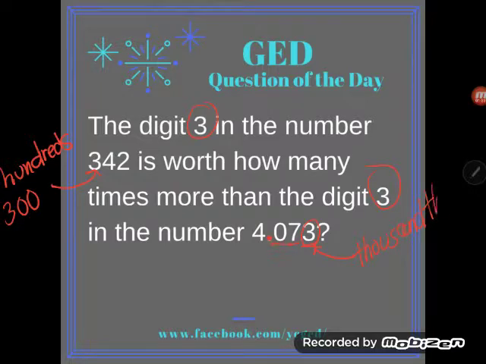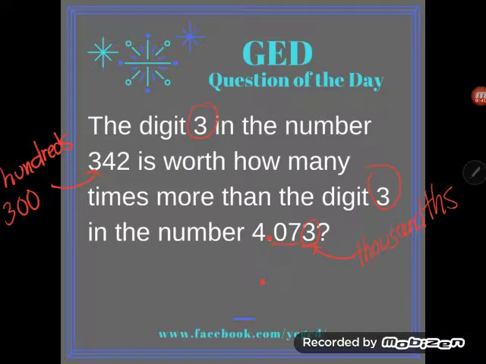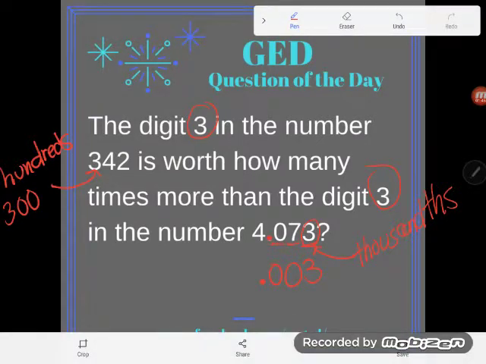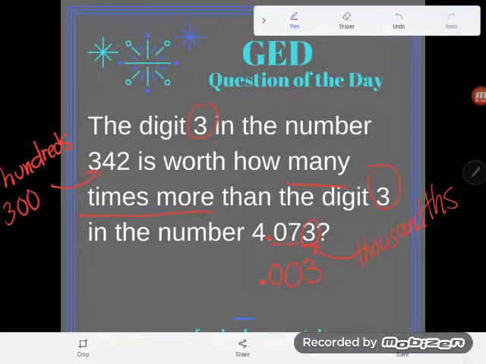Now, even though many of them were able to say thousandths place, they weren't able to tell me what that looked like numerically. So we'll just look at a 3 in the thousandths place. It looks like this. So there's 3 thousandths. So 300 compared to 3 thousandths. How many times more is 300 than 3 thousandths? And you might say, Kate, I have no idea.